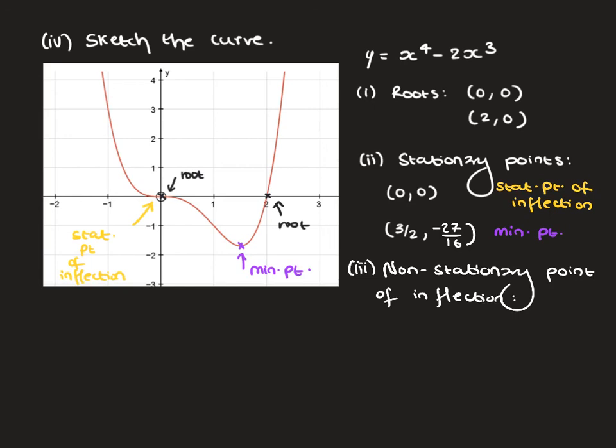and our non-stationary point of inflection occurred when x was equal to 1. We didn't work out the y coordinate at the time, but we can very simply substitute into this equation to find out that when x is equal to 1, y is equal to -1. So this point here is our non-stationary point of inflection.